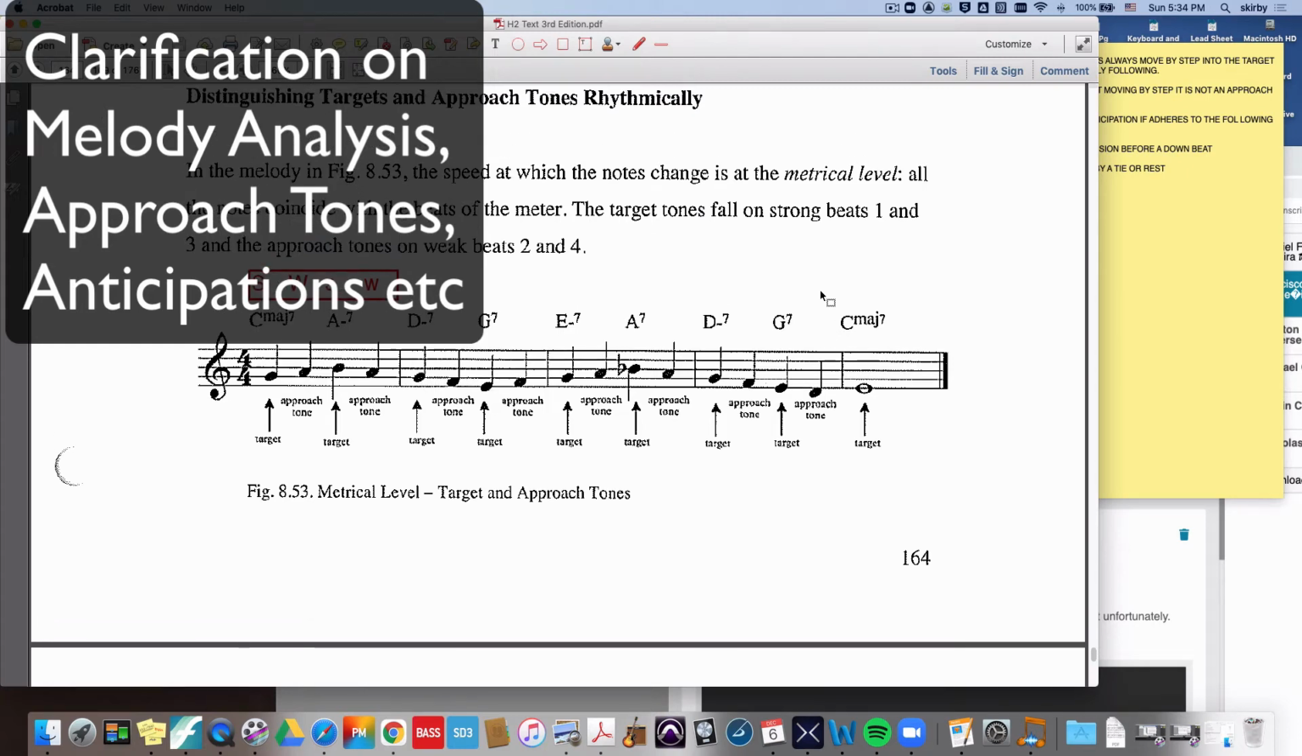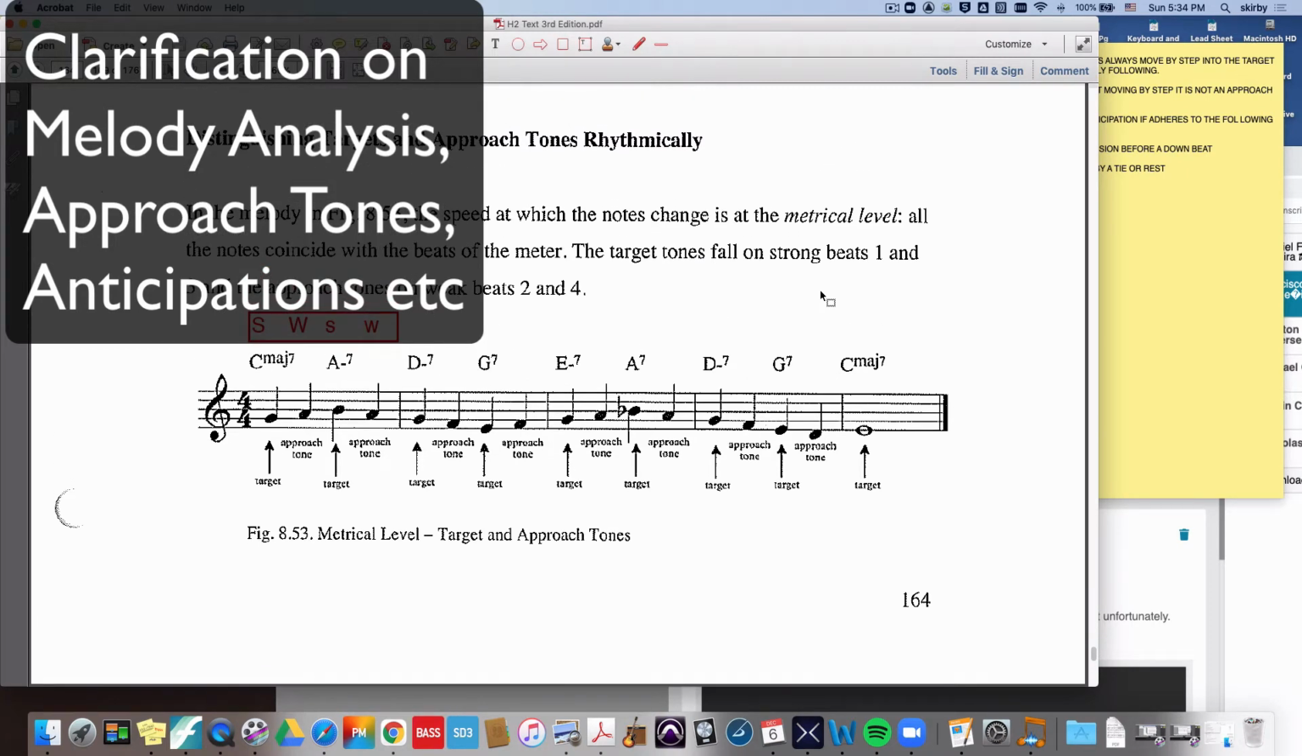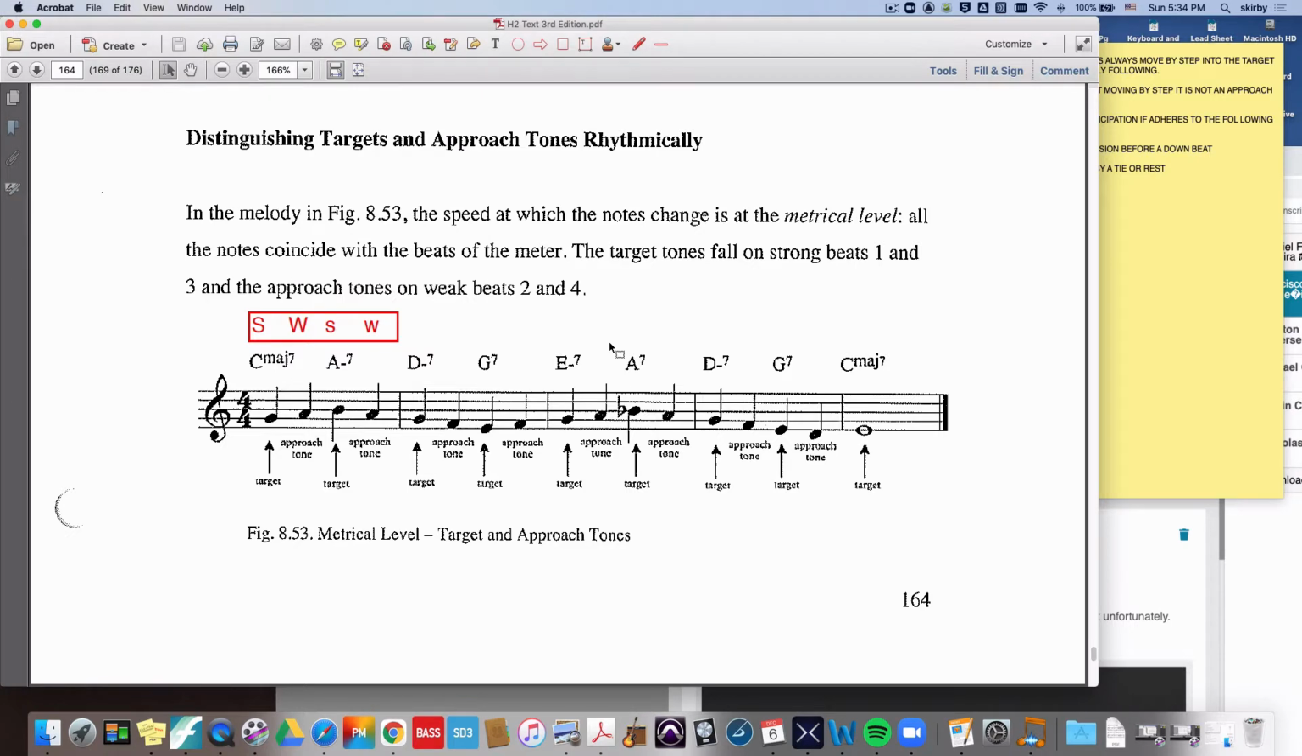In order to understand approach notes, you have to realize that it's related to the meter. Meter matters. Okay. Now, here's how it works. In 4/4 time, we consider quarter notes to be what we call the metrical level. That means a melody like this is moving along at the rate of the metrical level. Every new note is one beat, and that's what is described by the meter 4/4. There's 4 beats in a measure.